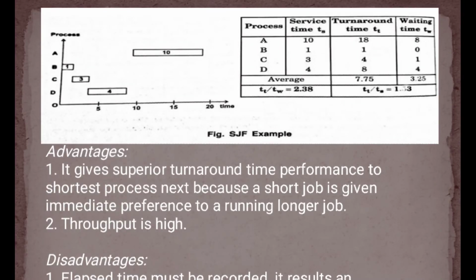What's the advantage of this one? It gives superior turnaround time performance to the shortest process. Because a short job is given immediate preference over a running longer job, the throughput is high.